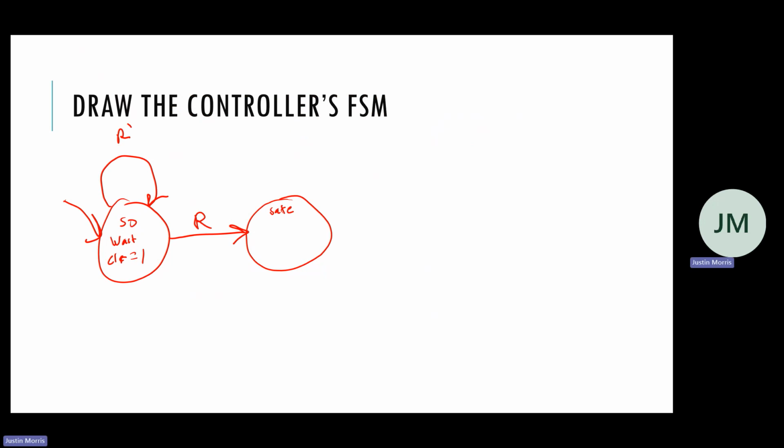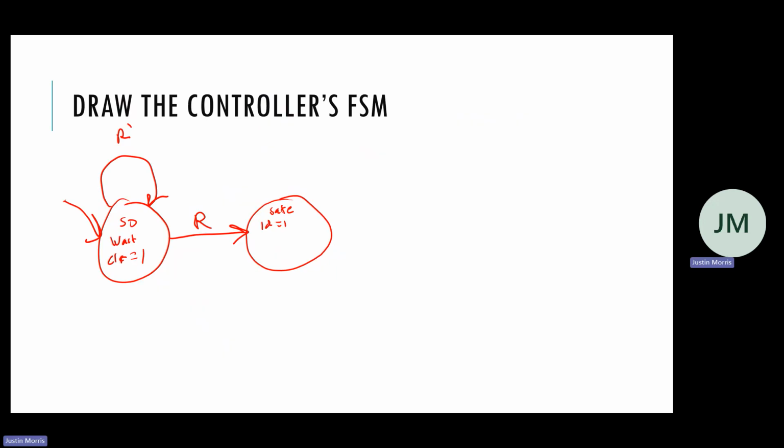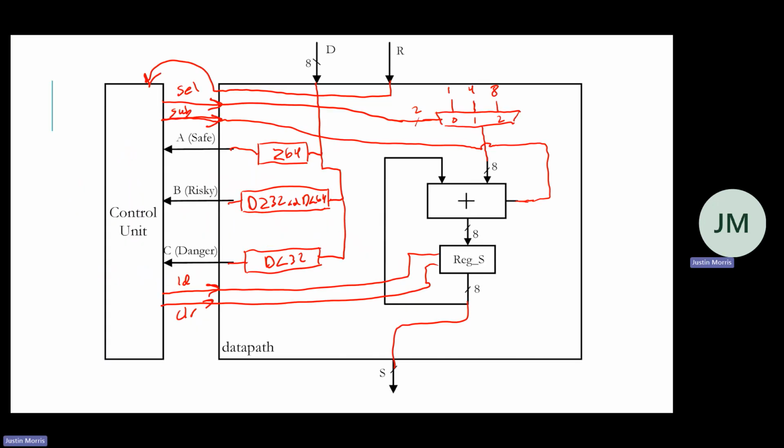If we're in safe, what needs to happen? Load is 1, right? And we need to increment speed by 1, right? So what needs to be our signals here? What does select need to be? Select needs to be 0 to select 1. What does sub need to be?